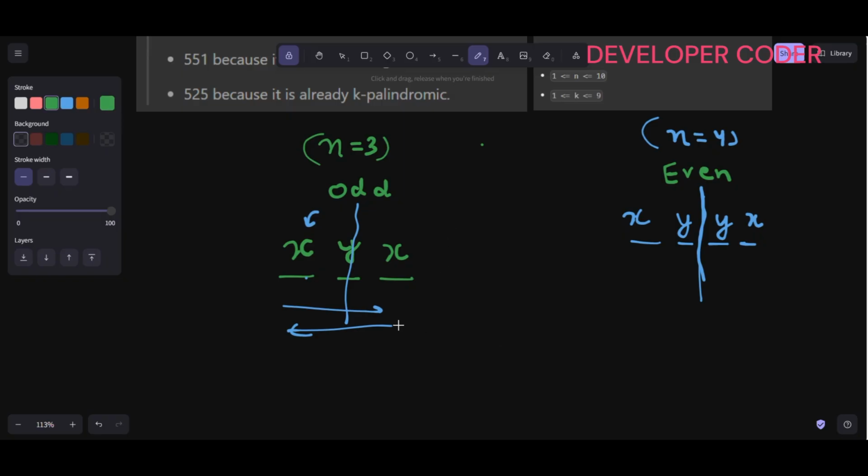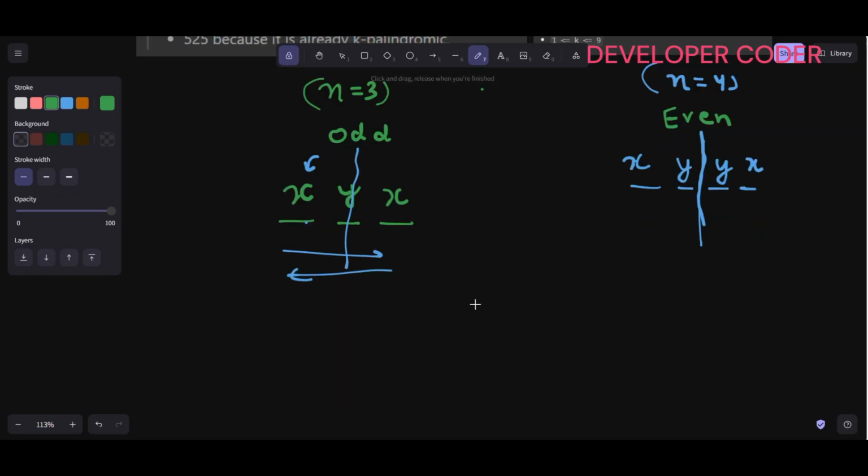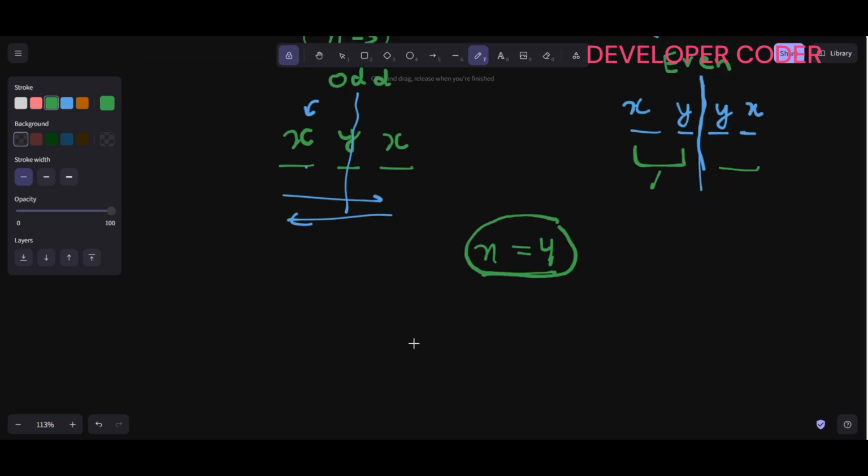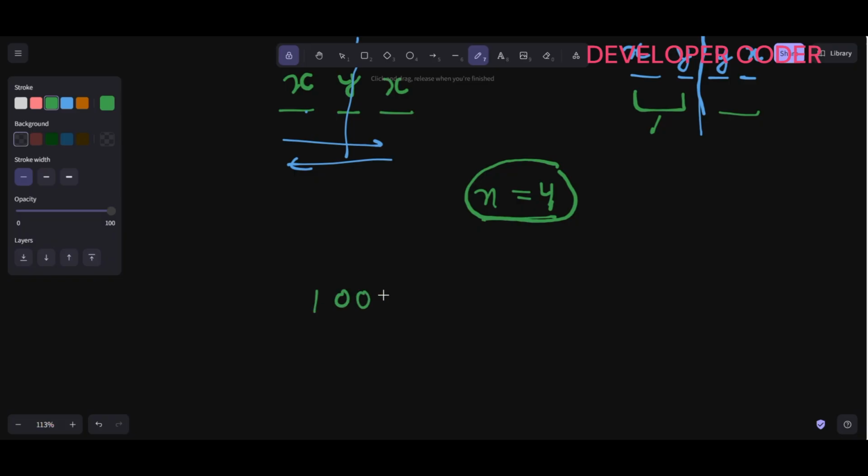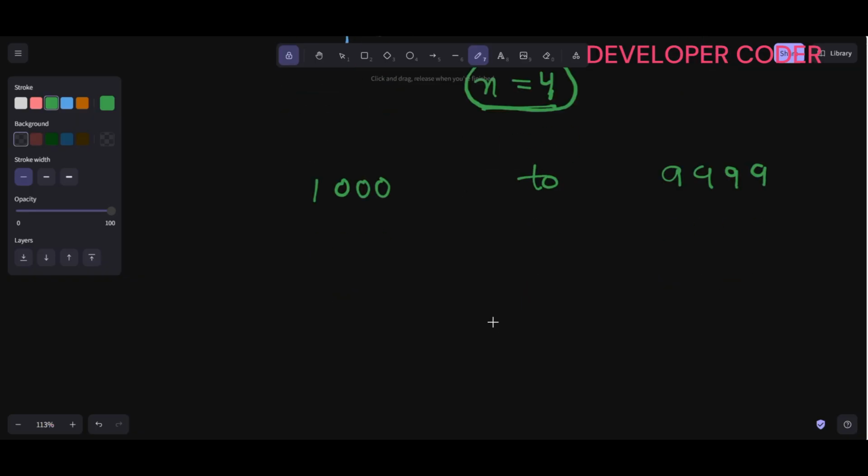Now see here, in case of n is equal to 4, if I just find out the left part, and after that I can just rearrange these two and I will get the right part. In case of n is equal to 4, I am asking about the digits of 4 length. That simply means starting from 1000 to 9999. So now in between we have to find the integers, starting from 1000 to 9999.